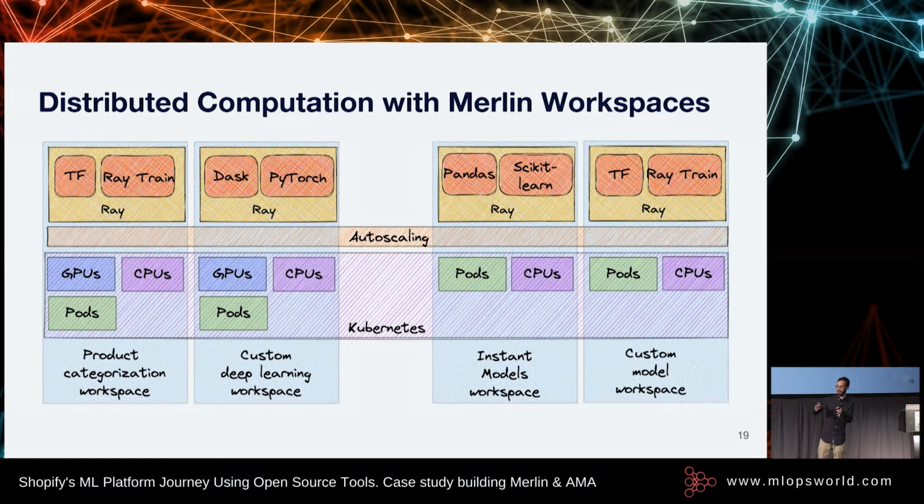Here we see 4 different examples of machine learning use cases, and each one can contain different requirements on the Kubernetes level and then on the application level. For example, the product categorization workspace requires GPUs as well as CPUs. On the application level, they can use their own dedicated Ray cluster with the specific libraries that they need for the training, for example, TensorFlow and Ray Train. Other use cases might have other requirements and other infrastructure Kubernetes resources.